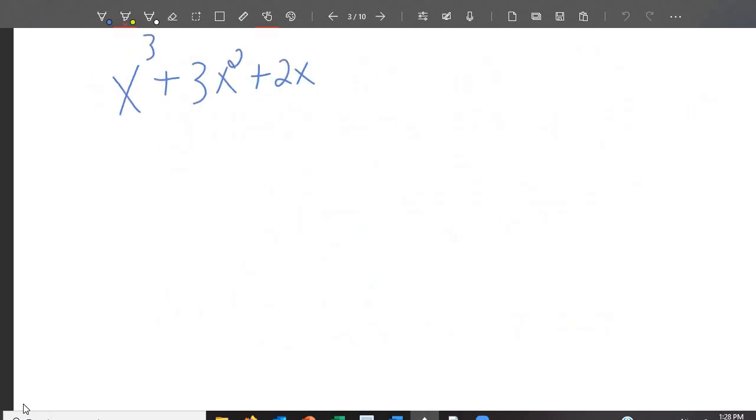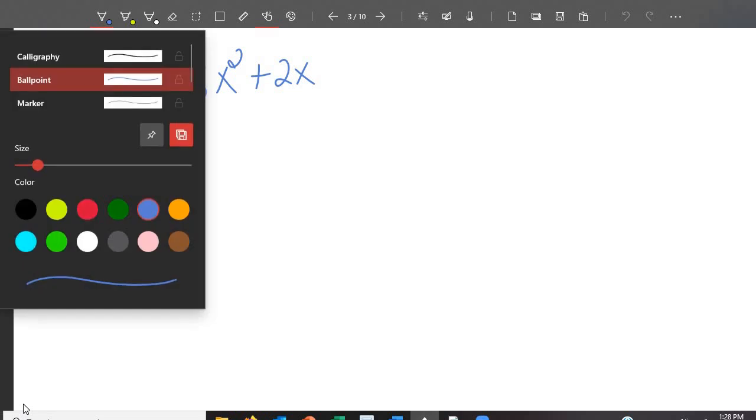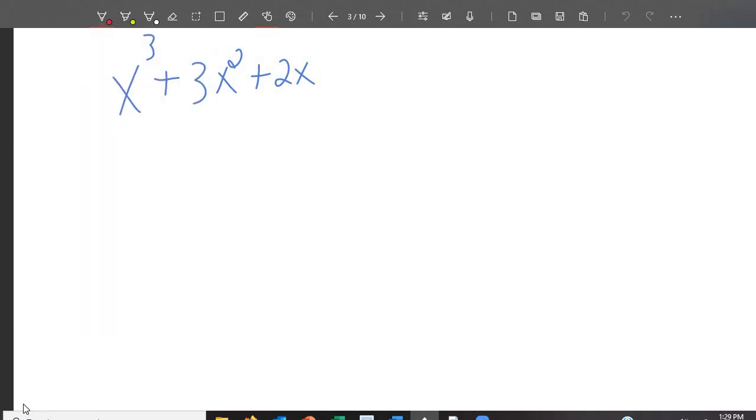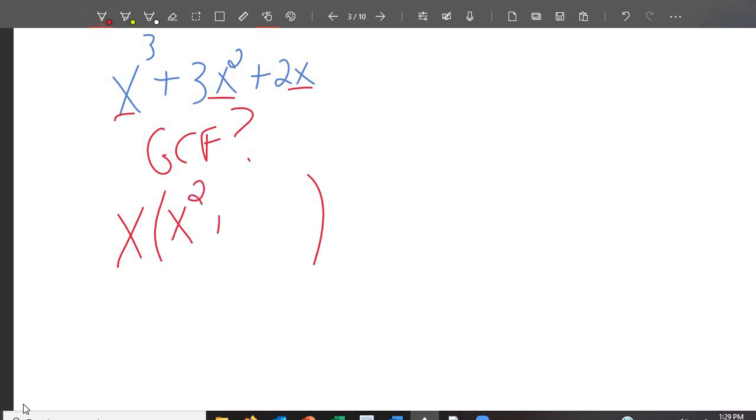My instructions say factor completely, so we're going to look for a GCF. So does it have a GCF? Well, notice all 3 terms have an x in common. So we can factor an x out of each term, and we're left with this.